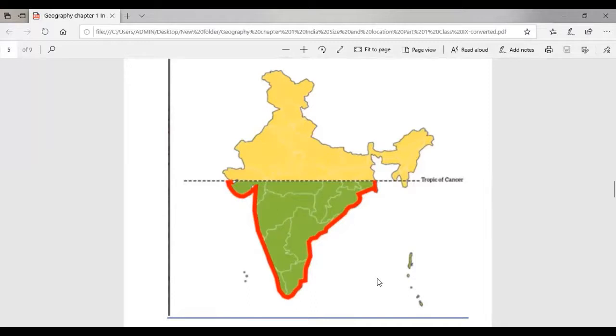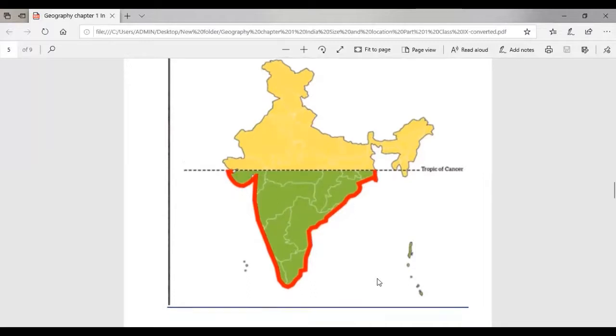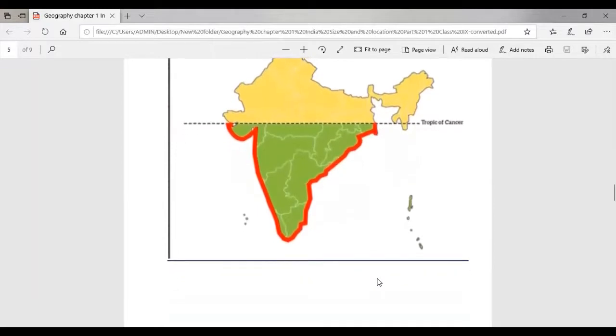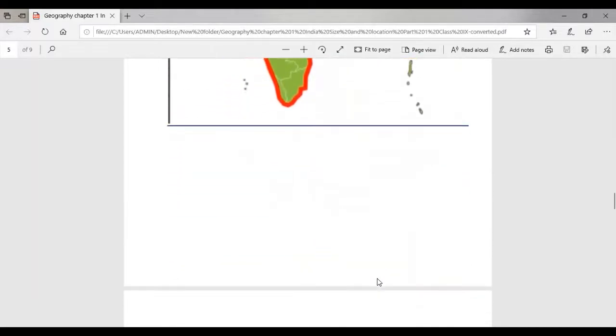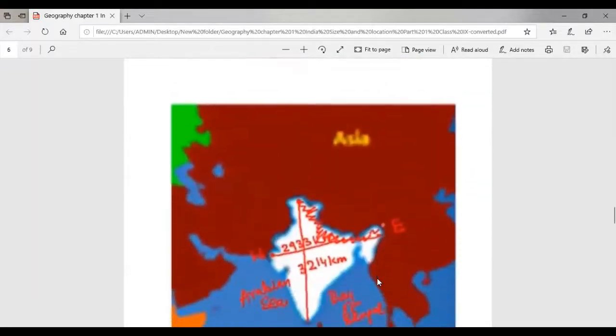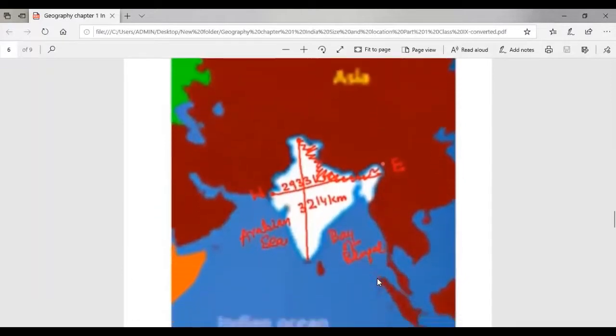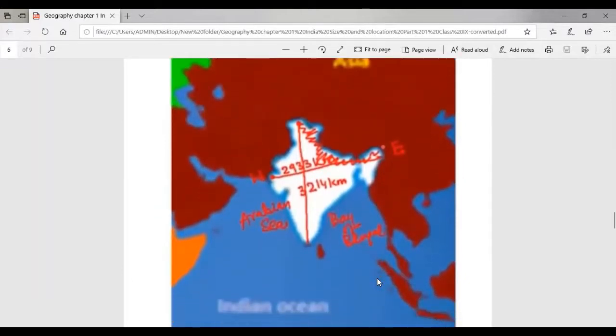India is bounded by the Young Fold Mountains. Young Fold Mountain is known as the Himalayan Mountains. In the next map, you can see that. See here in the slide, this is the Himalayan Mountains. From the north till the northeastern side, we have the Himalayan Mountains.